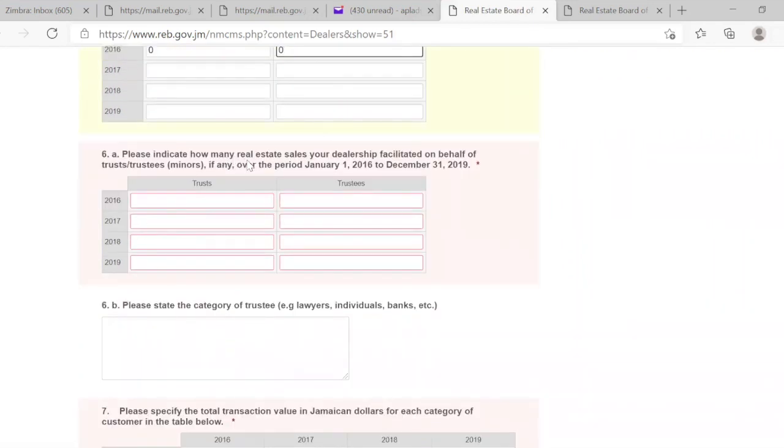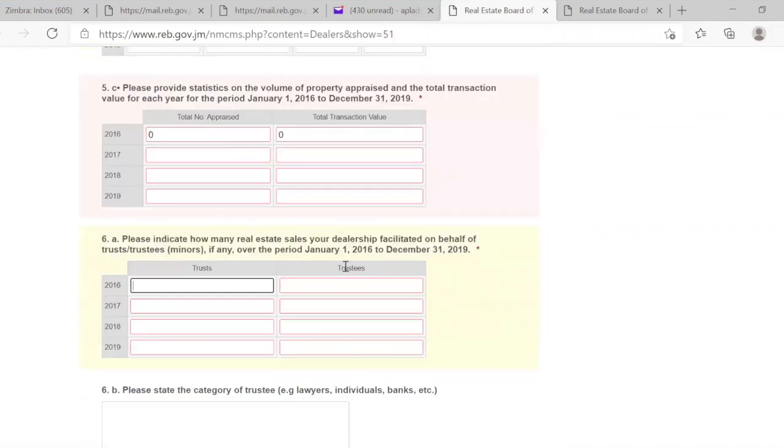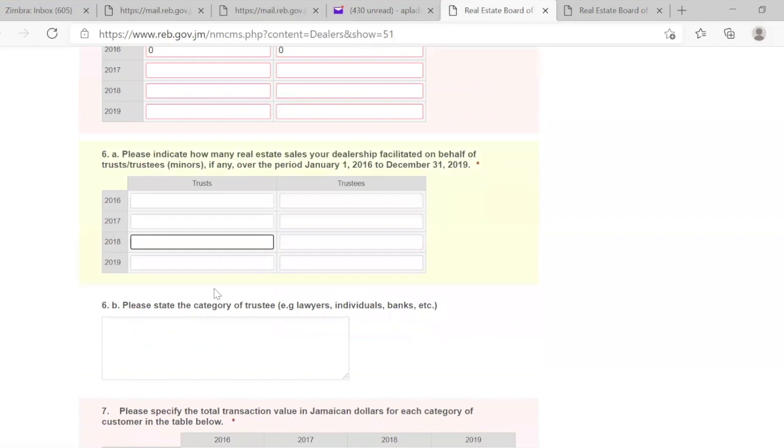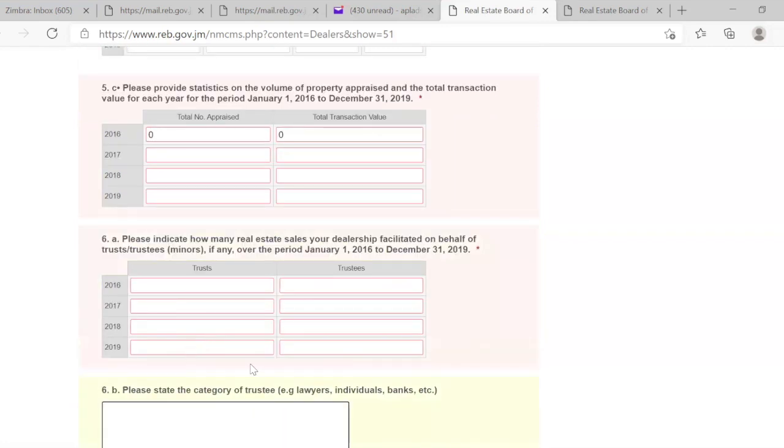Right, when you proceed, please indicate how many real estate sales your dealership facilitated on behalf of trust or trustees. And it can be a case where the trustees are minors, if any, over the period January 1, 2016 to December 31, 2019, you record it. So, for example, you may be approached by a client to sell a property, and when you collect the information on that property, you realize, for example, that it is a limited liability company, but the company may be owned by a trust. Then what we'd want to know is just simply tell us the figures that you have dealt with in 2016, how many of those that you have dealt with in 2016, how many you have dealt with in 2017, and so forth. Right?